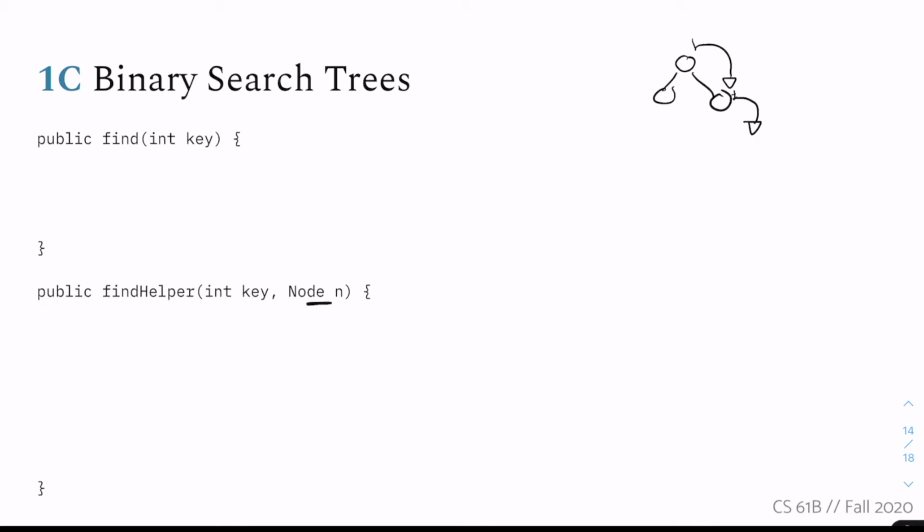So the first thing we can say is if n equals equals null, return null. Oh, I want to mention something about this.